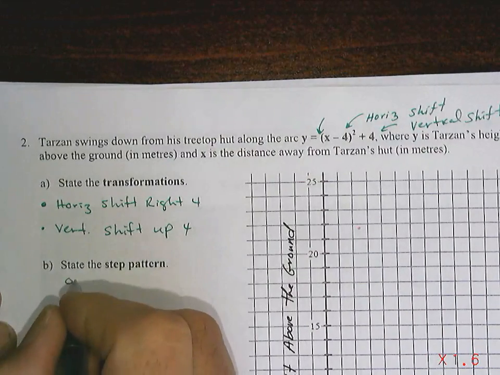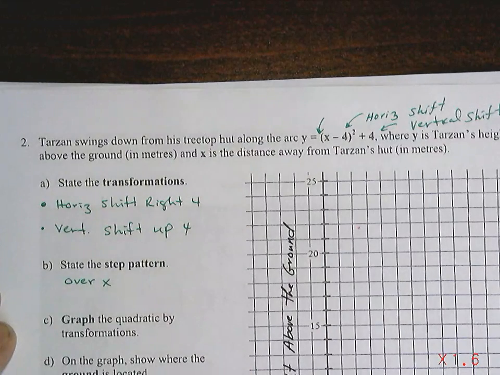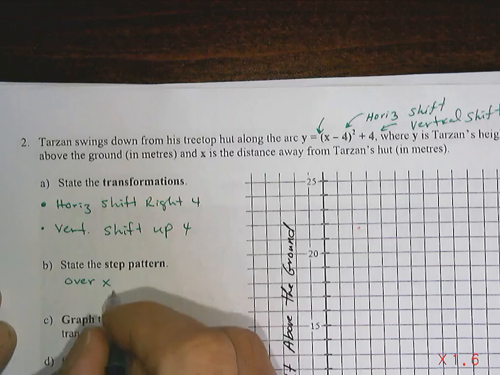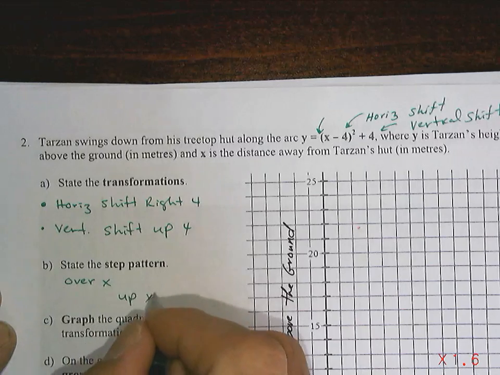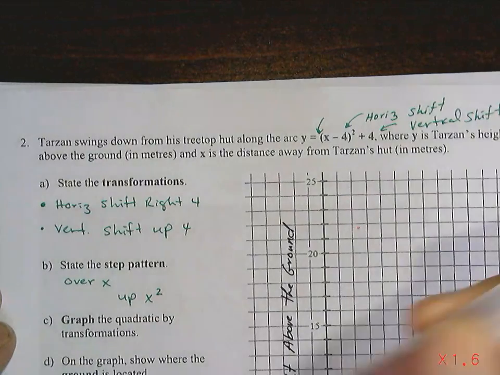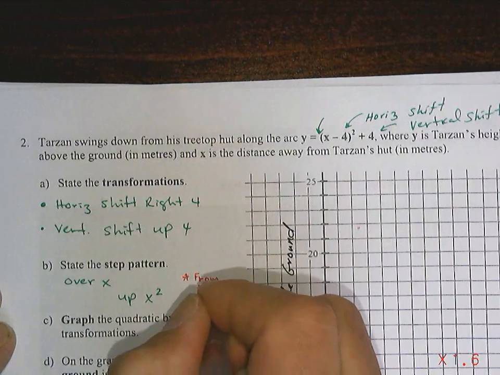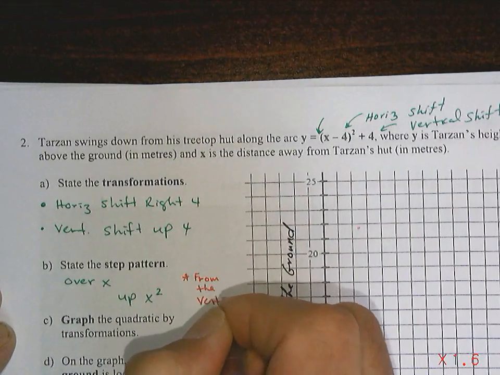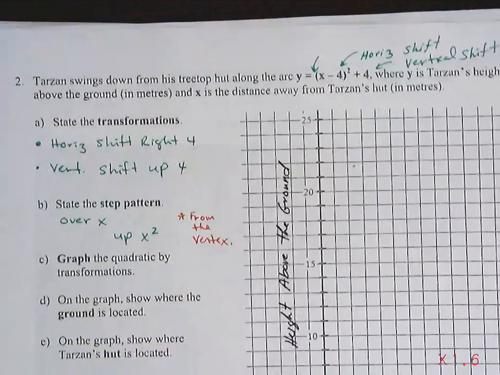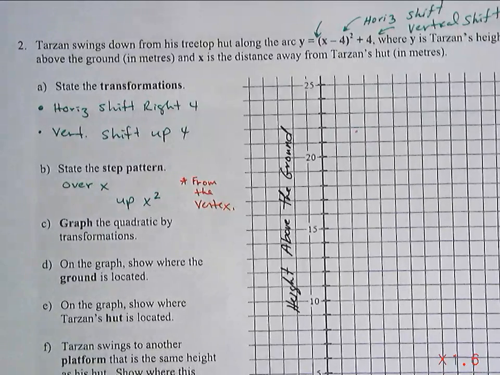So it is over x from the vertex. We have to remember that. Over x from the vertex, up x squared from the vertex. And let's just make it absolutely clear that this is always from the vertex. It's not a slope. Slopes are constant throughout an entire line. The step pattern depends on starting at the vertex.